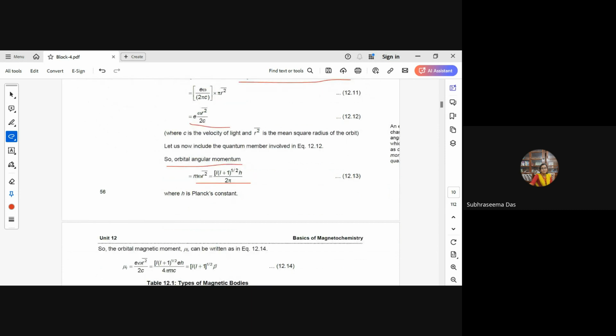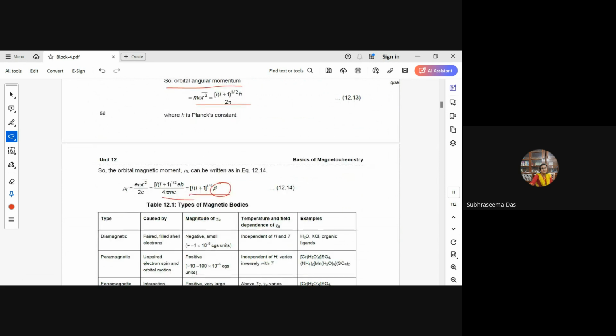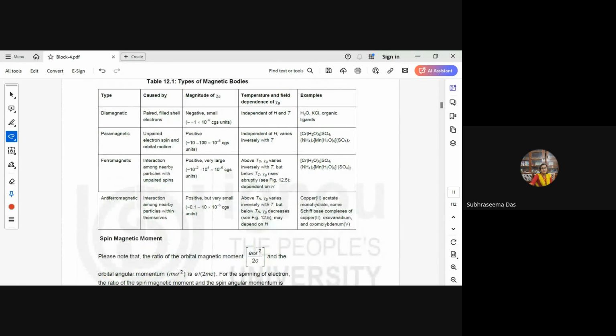So the orbital magnetic moment, mu L, is represented as the square root of L into (L plus 1), times beta. Here beta is a constant, given as eh by 4 pi mc. That is the value of beta, and it is a constant. The types of magnetic bodies and their temperature dependence are shown in the table.